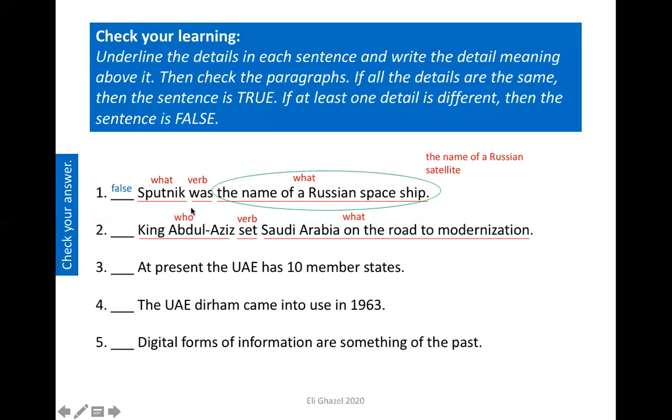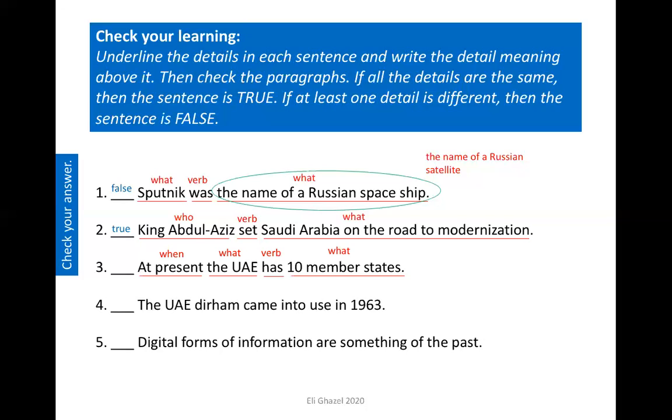Now, we check the paragraph in the book, and we say King Abdulaziz is there, said. If all the details are the same, then we say true. We don't just write haphazard true or false. We need to learn something. And in this case, we learn how to find the details, and then we double check the details. If the details are the same, not necessarily written exactly the same, but with the same meaning, then it's true.